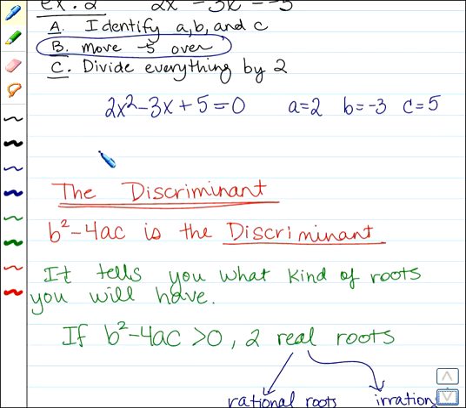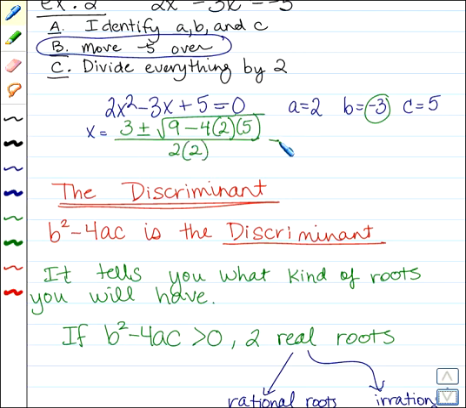Okay, the quadratic formula is x equals negative b. We already have a negative 3, so if we're going to do negative b, it should be a negative negative 3, so a positive 3, plus or minus the square root of b squared minus 4ac, all of that over 2a. Okay, now we're going to reduce: 3 plus or minus the square root of 9.